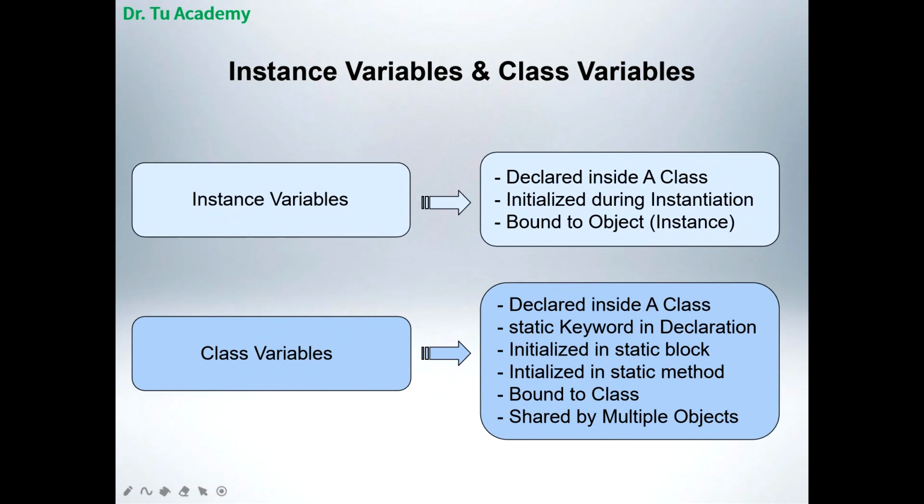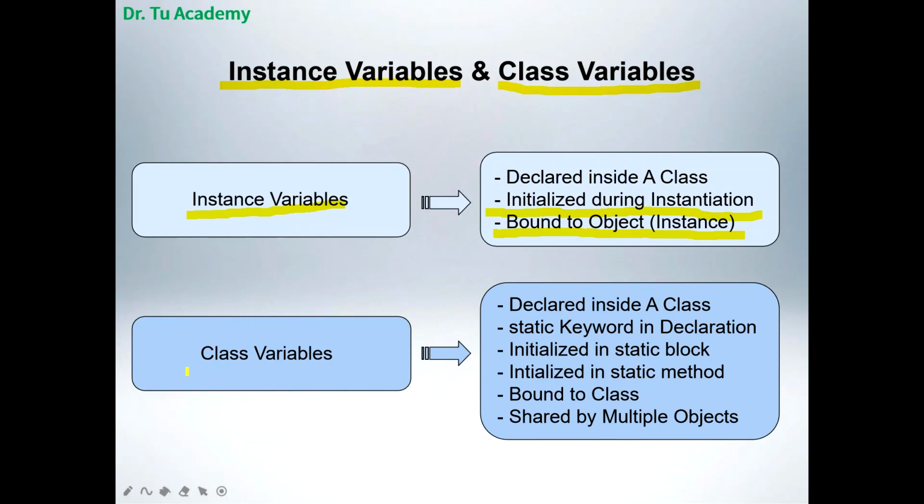There are 2 types of variables. One is called instance variables. Another one is called class variables. The variables we have learned in the user class are instance variables. Instance variables are bound to objects. They are initialized during the instantiation.